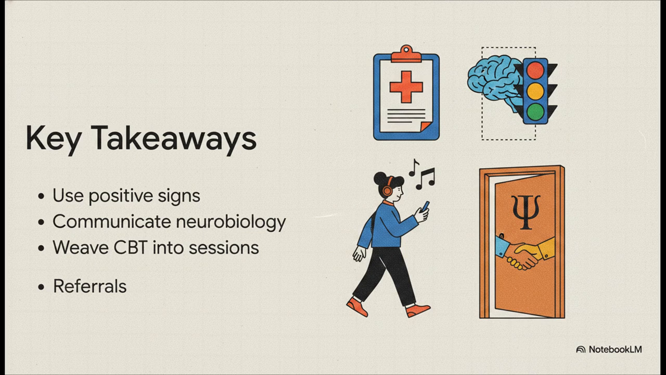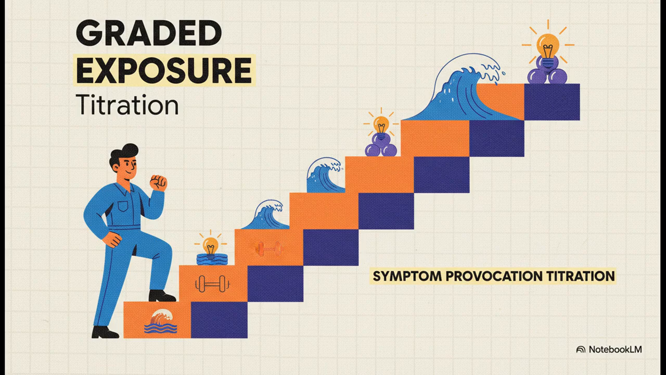Third, lean hard into distraction-based exposure rather than traditional somatic exercises to retrain that predictive model. And finally, always know your limits and refer out to psychology when trauma or severe depression are in the mix. So what comes next? Once you've got this baseline locked in, how do you actually progress the patient?